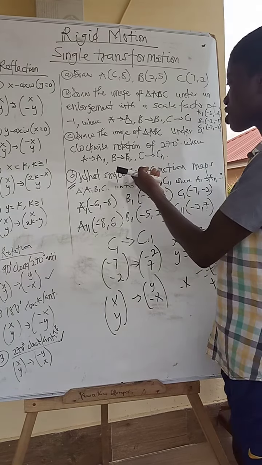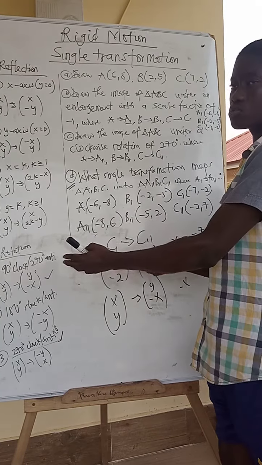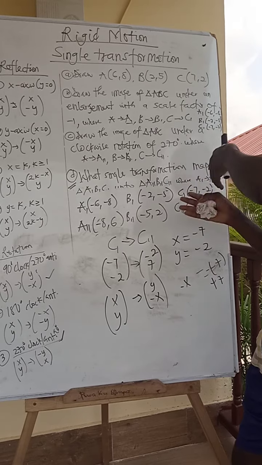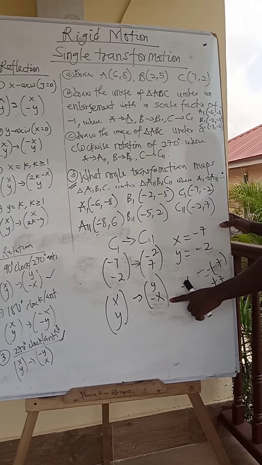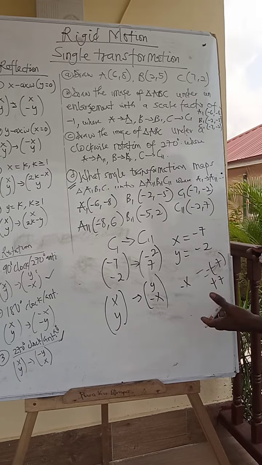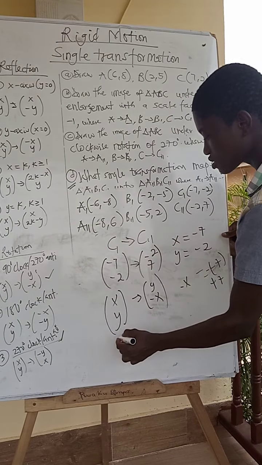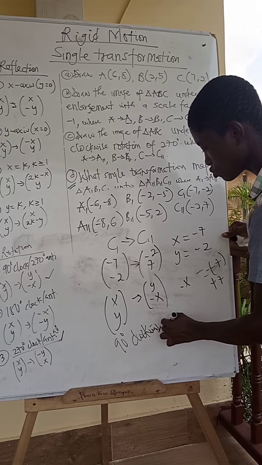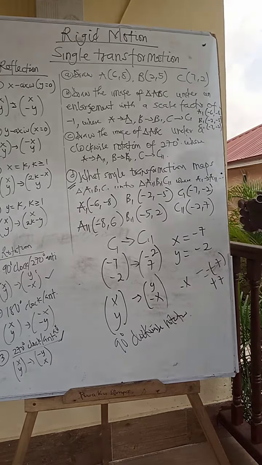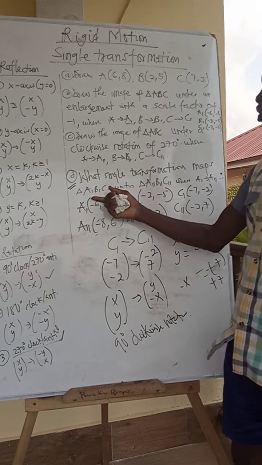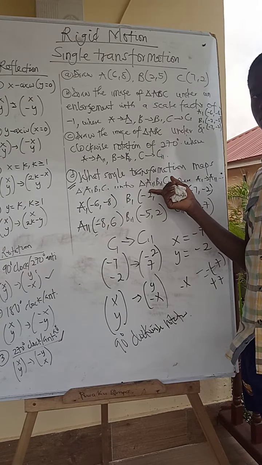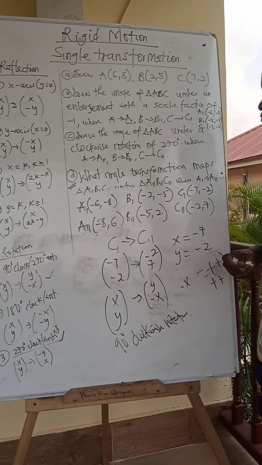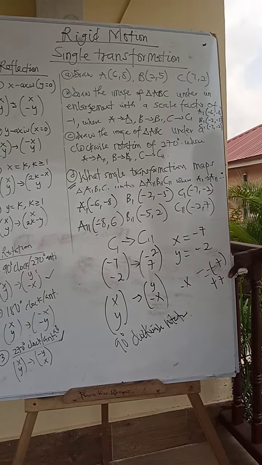If you are finding a single transformation, you can use A1 and A2, you can use B1 and B2, C1 and C2. All of them will give you the same formula. You get it? So here, y, negative x is what? 90 degrees what? Clockwise rotation. So when they ask you what single transformation maps A1 onto A2, it is 90 degrees clockwise rotation.